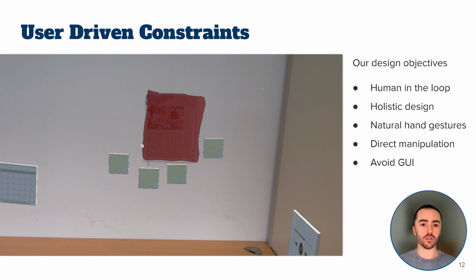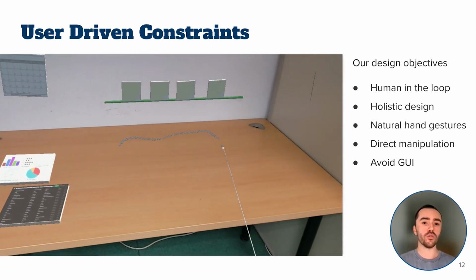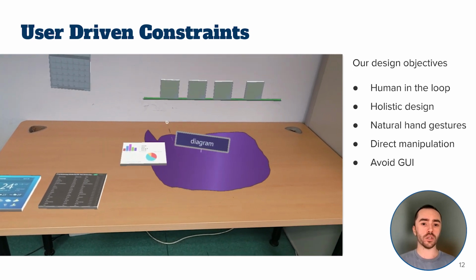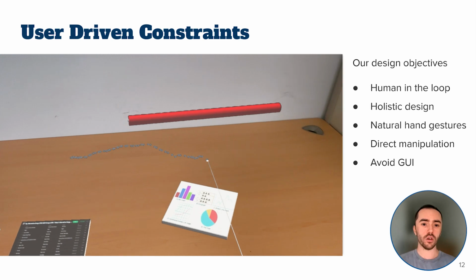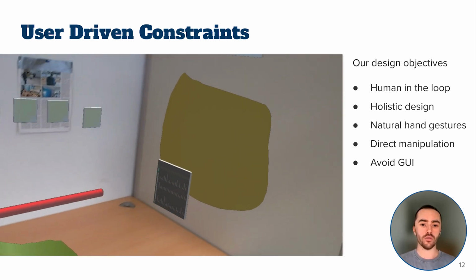user-driven constraints. Our approach allows users to refine virtual content placement. Optimization unifies the interaction experience by considering all the constraints at once, adopts a deviceless approach based on hand gestures, supports direct manipulation, and avoids GUIs that break the interaction flow.